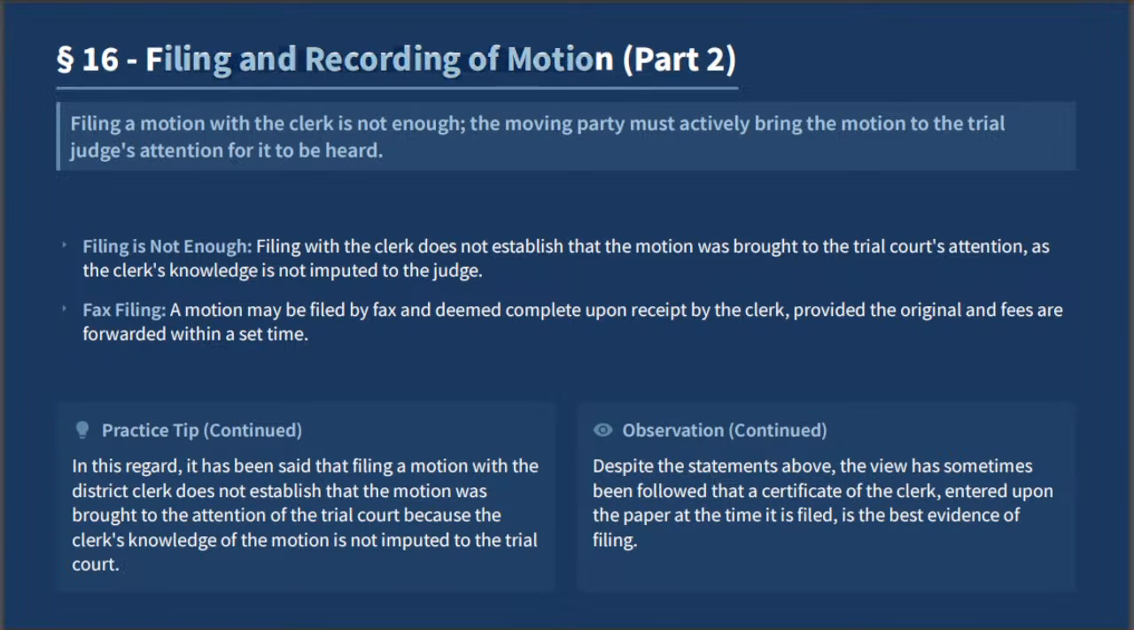And the filing and recording of the motion. Filing a motion with the clerk is not enough. The moving party must actively bring the motion to the trial judge's attention for it to be heard. Filing is not enough. Filing with the clerk does not establish that the motion was brought to the trial court's attention, as the clerk's knowledge is not imputed to the judge.